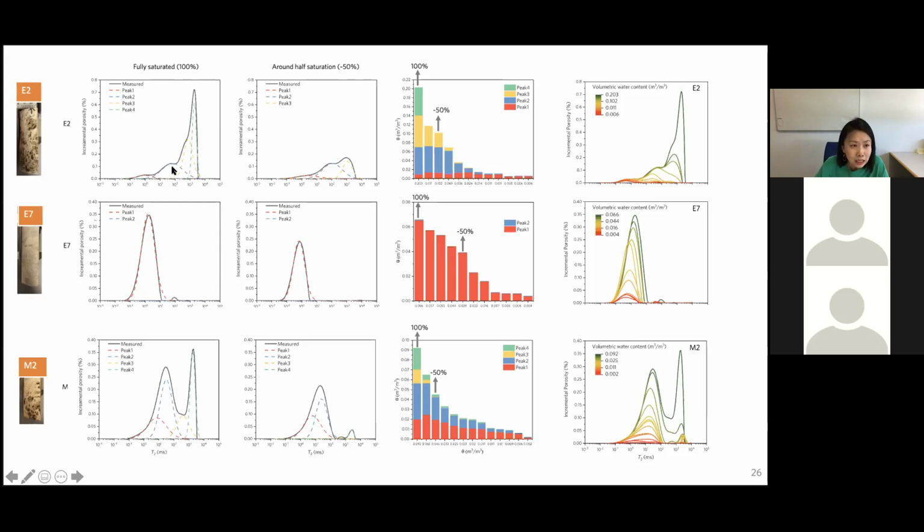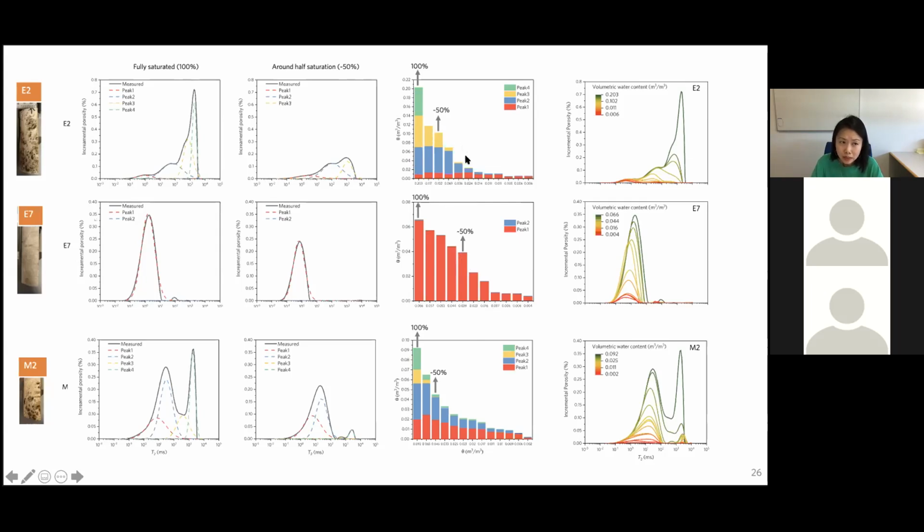So you can see that especially for some of the samples, you can clearly separate their peaks according to their different pore environments. And here, the right panel shows the stacked contribution of each of such peaks to the total volumetric water content at different saturation. The most left bar shows the 100% saturation, and then we labeled the 50% saturation for different samples.